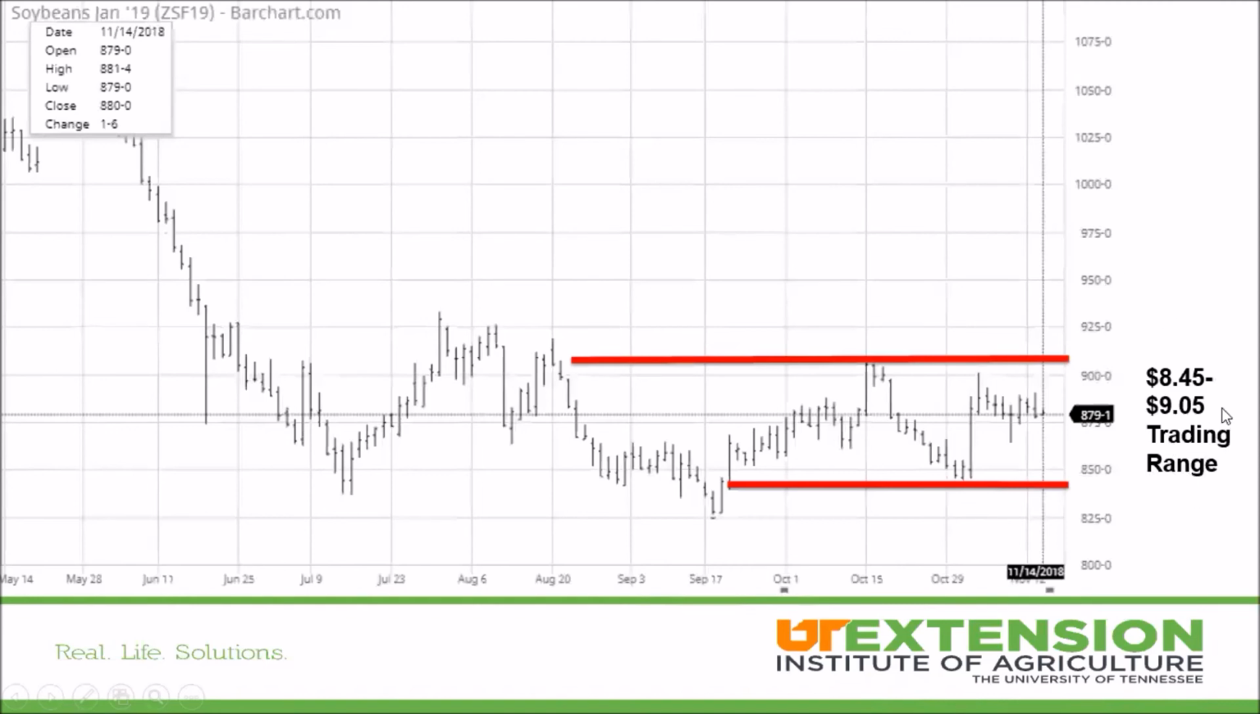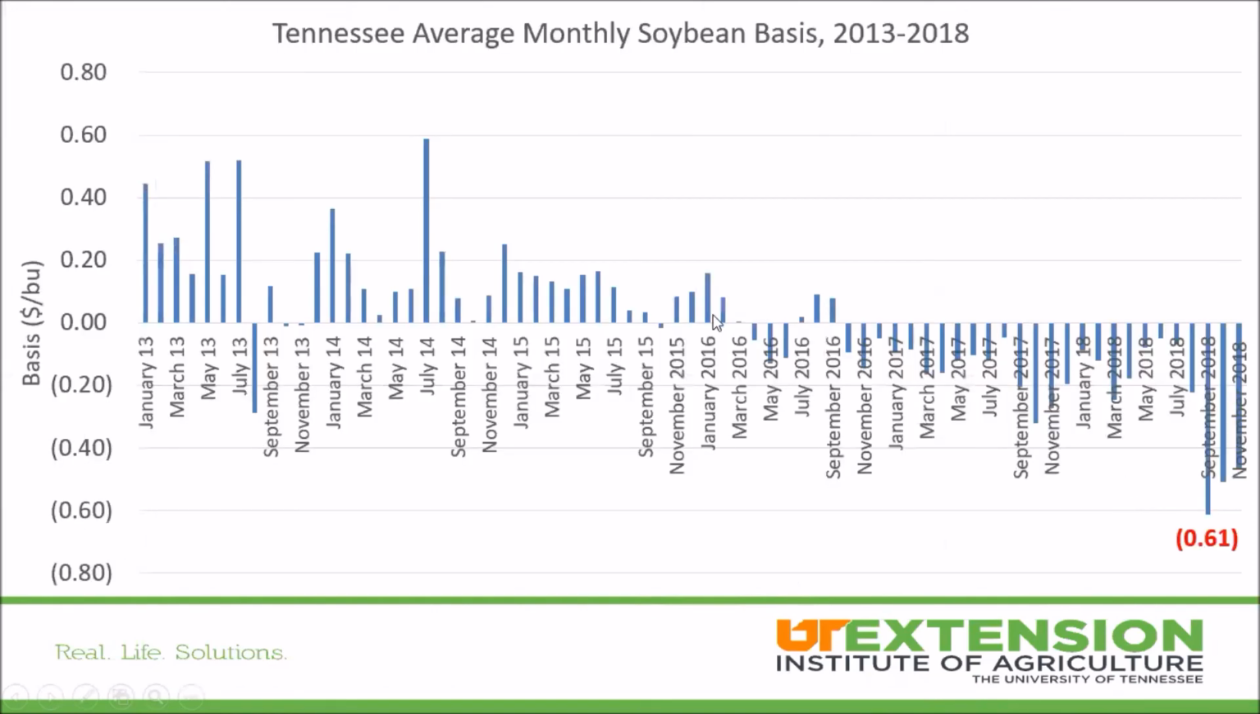November 30th, when President Trump and President Xi meet down in Argentina, is going to be a pretty important date in terms of whether we see movement on this. So that's one to keep in the back of your mind. This is where things have changed over time, and I think a lot of this has to do with expanding stocks. You can see there's not as predictable a pattern in soybean basis in Tennessee as there has been in corn.